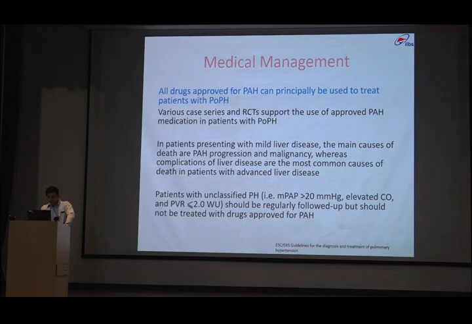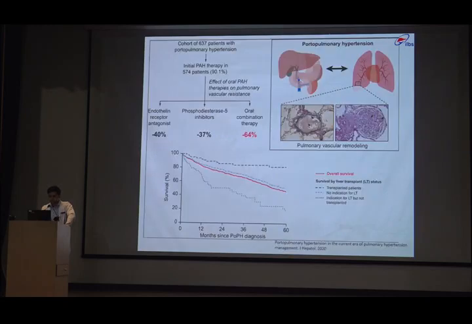Patients with unclassified PH, where mean pulmonary artery pressure more than 20 mmHg classifies as pulmonary hypertension, but pulmonary vascular resistance is less than 2 Wood units, should regularly be followed but should not be treated with drugs approved for PH. So this is from a large review of portopulmonary hypertension in the current era of pulmonary hypertension.